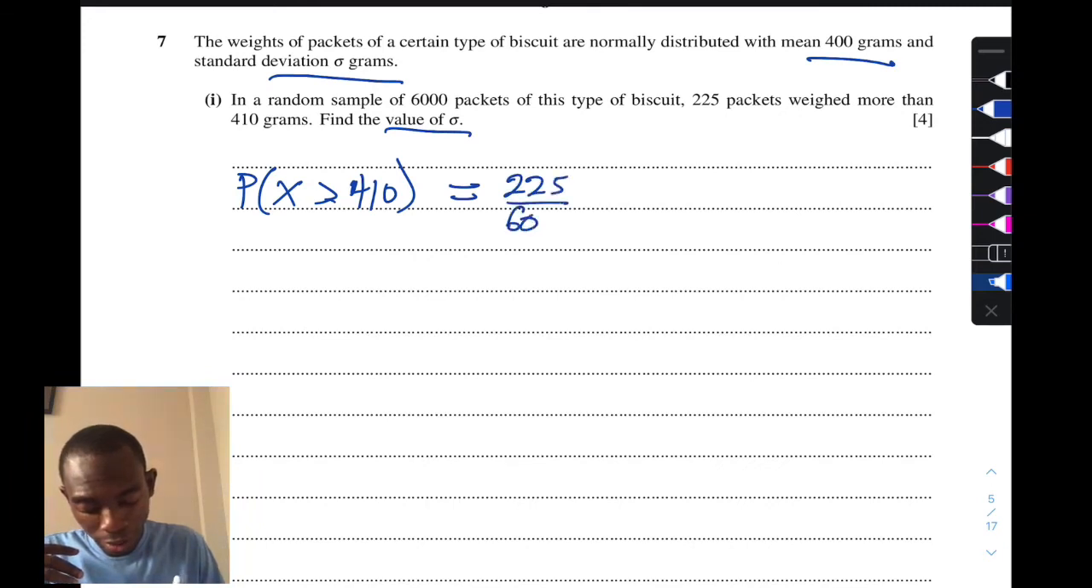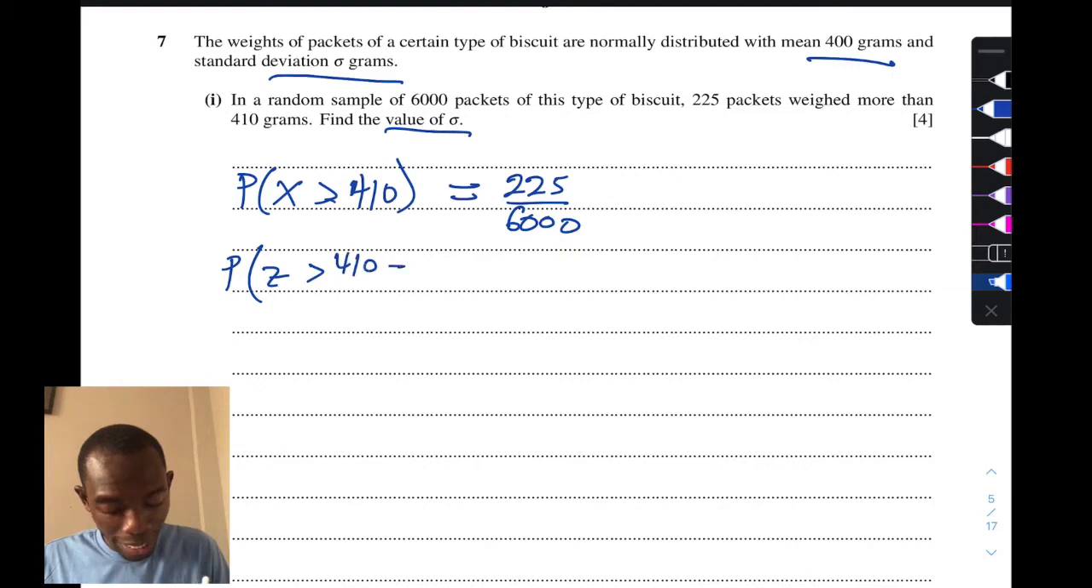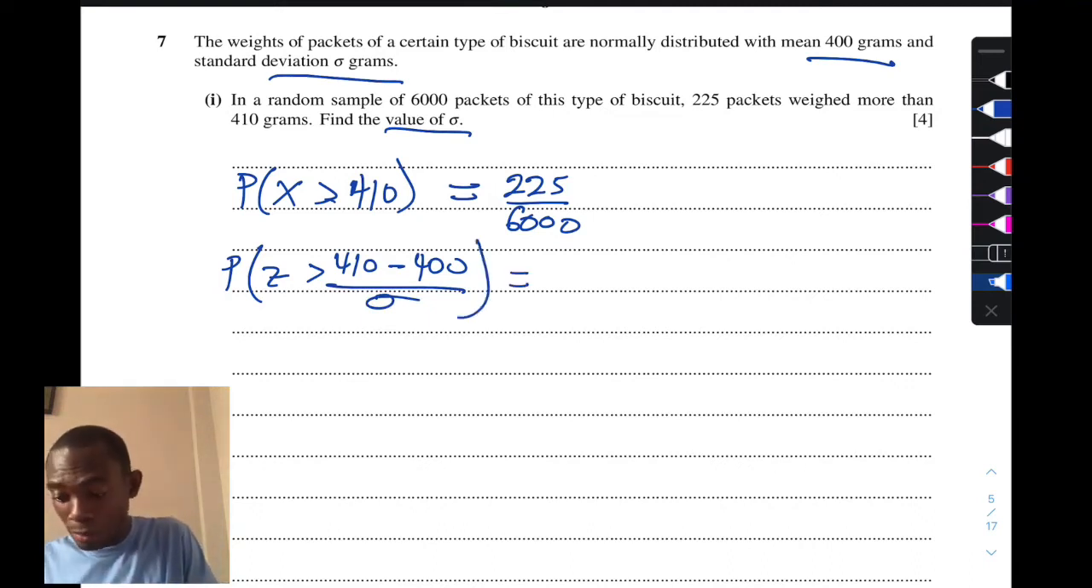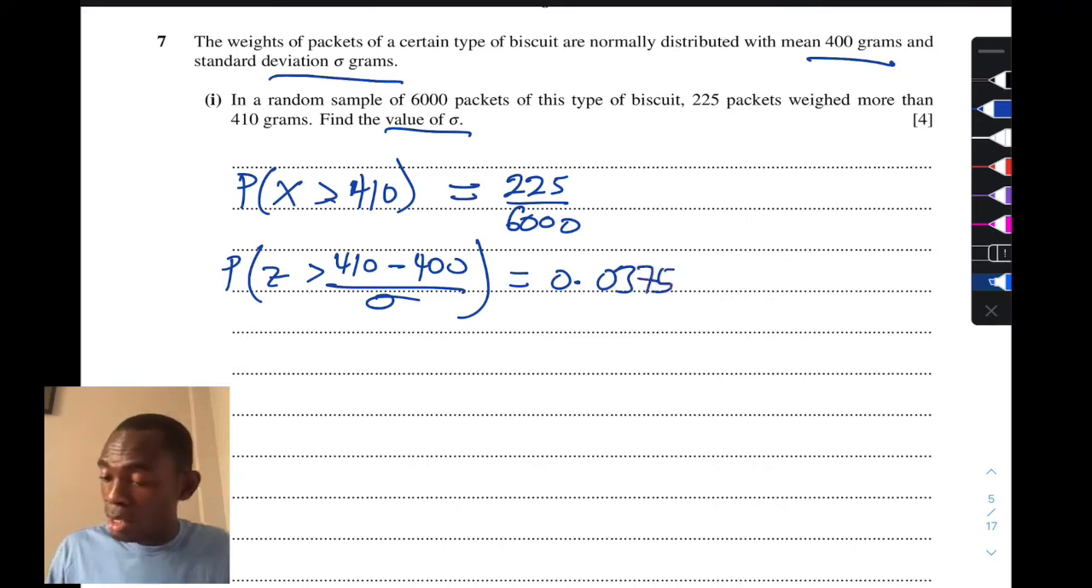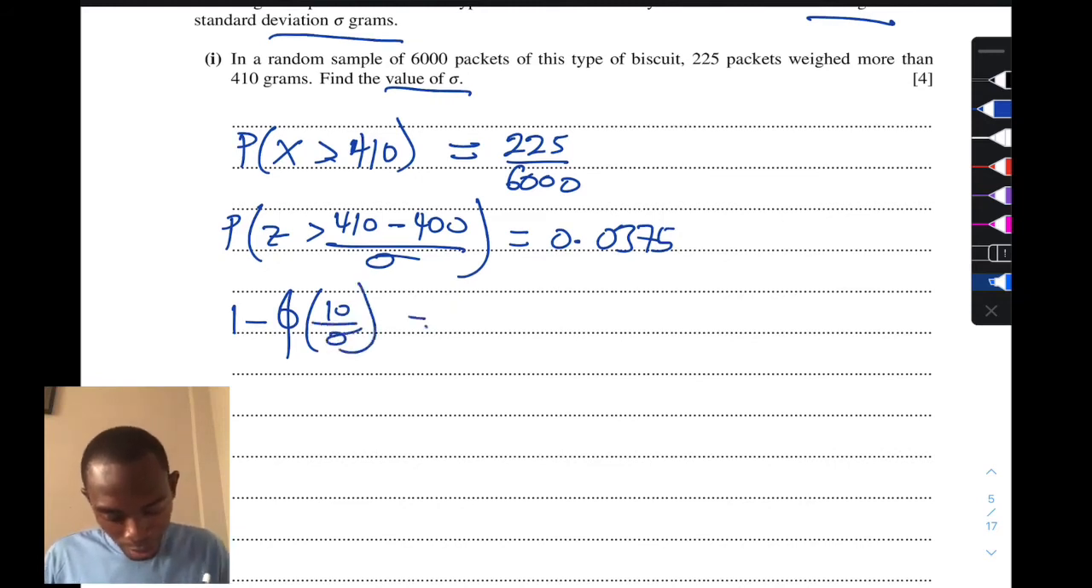So now we can normalize this, and then we have 410 minus the mean, and the mean is 400, over the standard deviation sigma, is equal to, I think we can just divide this and work with decimals. According to my calculator, if I'm wrong, it's my calculator's fault, 0.0375. Great. So this is 1 minus phi of 10, because 410 minus 400 is 10, over sigma, is equal to this.